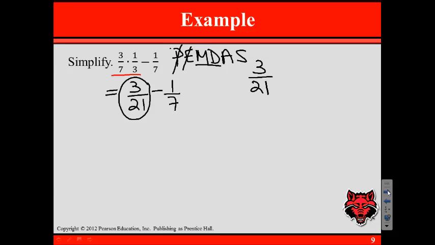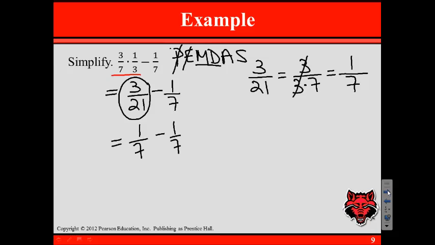3 over 21. Remember, to simplify a fraction, we want to write the prime factorization of the numerator and the denominator and cancel common factors. The 3 is its own prime factorization, so 3 equals 3. 21 equals 3 times 7. Both of those numbers are prime numbers. We see that the numerator and denominator have a common factor of 3 that can be canceled. So in the numerator, we put a 1 as a placeholder, and in the denominator, we have a 7 that's left. Let's insert that back into the problem. So 3 over 21 simplified to 1 over 7 minus 1 over 7.